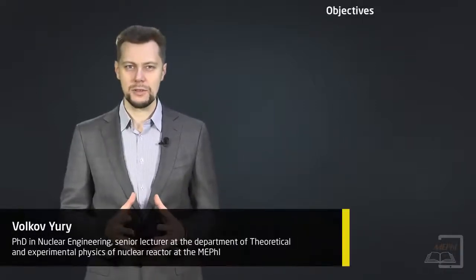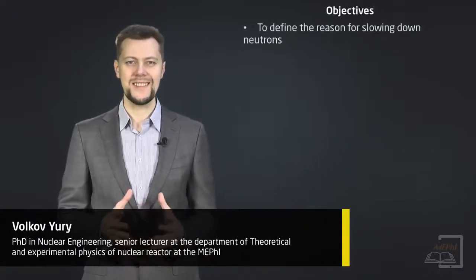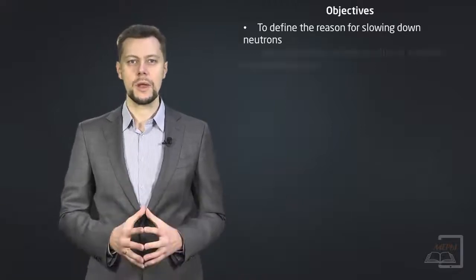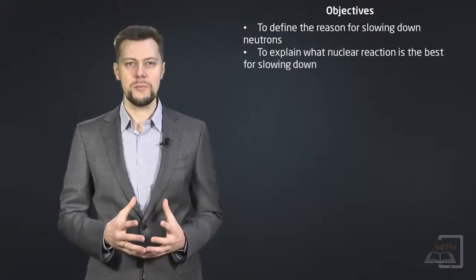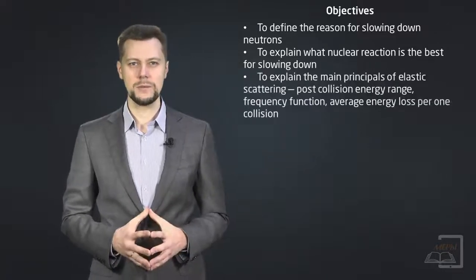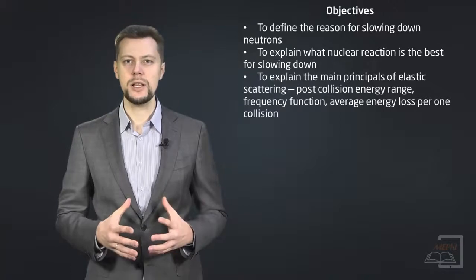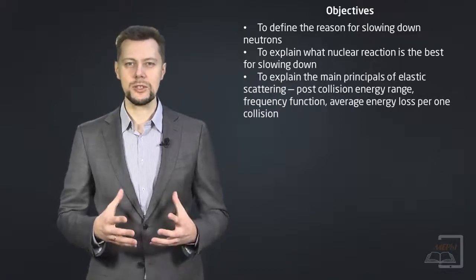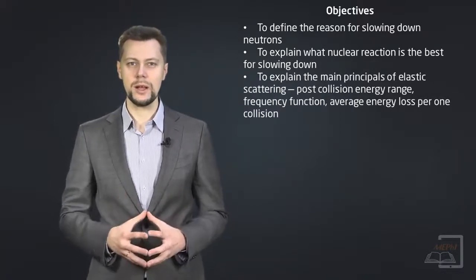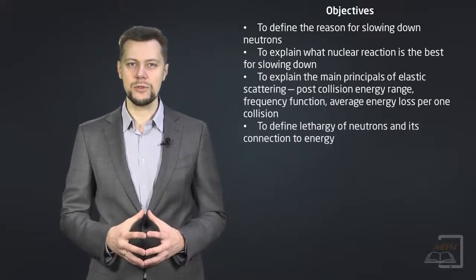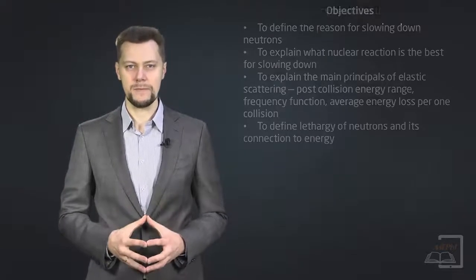After studying this lecture, the student should be able to define the reason to slow down neutrons, explain what nuclear reaction is the best for slowing down, explain main principles of elastic scattering, post-collision energy range, frequency function, average energy loss per one collision, define lethargy of neutrons and its connection to energy.